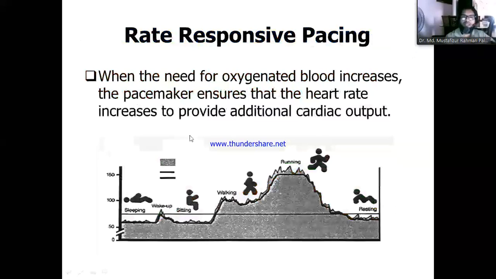The pacemaker will help with it. When the need for oxygenated blood increases, the pacemaker ensures the heart rate increases to provide additional cardiac output. So in the sleeping position there is one heart rate, in sitting another, then walking, climbing, running, and again resting. The pacemaker can observe all these sorts of activities and respond accordingly. And how will it respond?